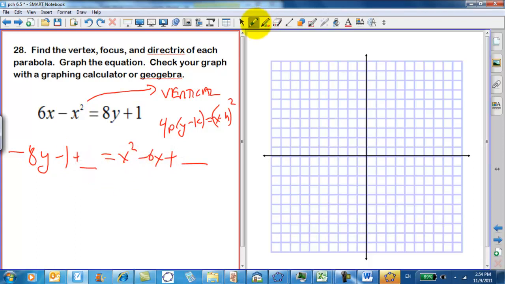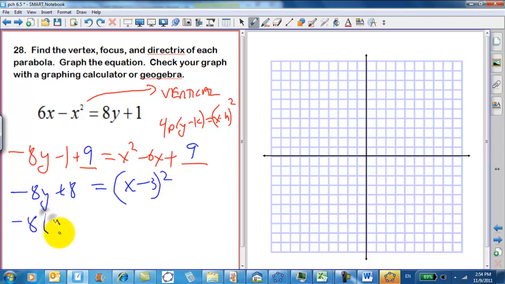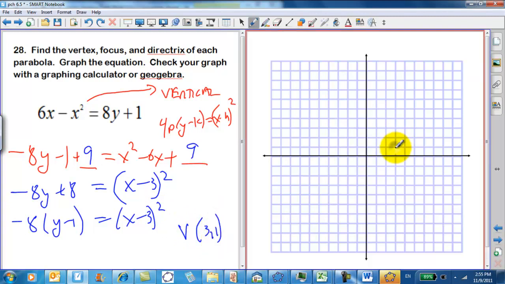Take half the coefficient on x, which is negative 6, that's negative 3 squared, that's 9, so we're going to add 9 to both sides. So we end up with negative 8y plus 8 equals (x minus 3) squared. And so when we factor out a negative 8, we get negative 8 times (y minus 1) equals (x minus 3) squared. We're ready for the vertex: (3, 1). You can plot that. (3, 1) is the vertex.